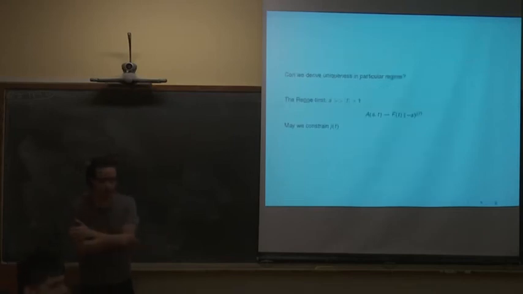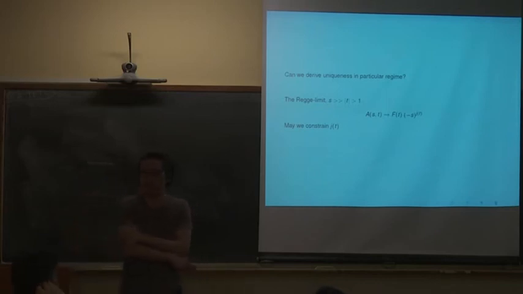Okay. So this is still ongoing, and we're still in the process of doing the analysis. But you can also ask, is there some region where you can make a definite statement? And of course, since this summer, we already know there is a particular region where a definite statement can be made. And that's the Regge limit, or the asymptotic Regge limit.